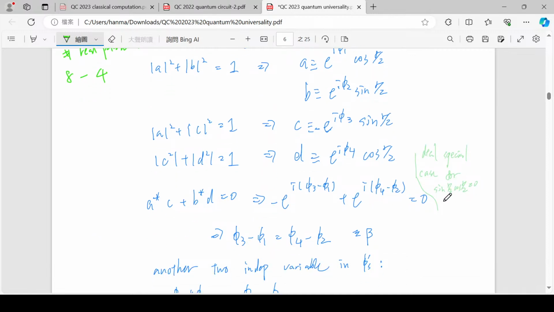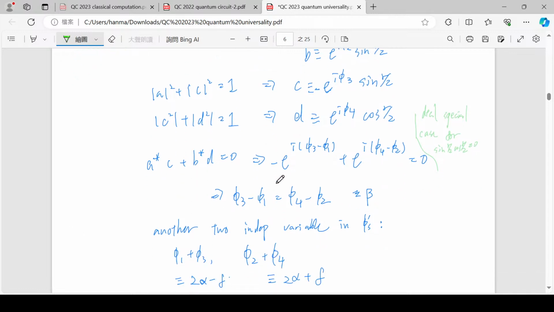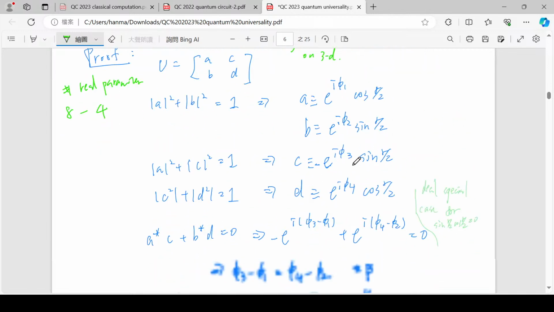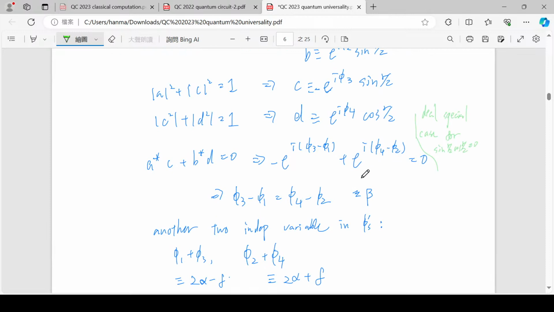There is a solution where sin gamma 2 times cosine gamma 2 equals 0, and it's a special case you can deal with. And when that's not equal to 0, then you have those exponential terms that sum to 0. So this exponential minus this exponential equals 0, and that tells you that this angle equals that angle. Assume the angles don't change, not too different. Okay, so this thing equals this thing, and we call it beta.